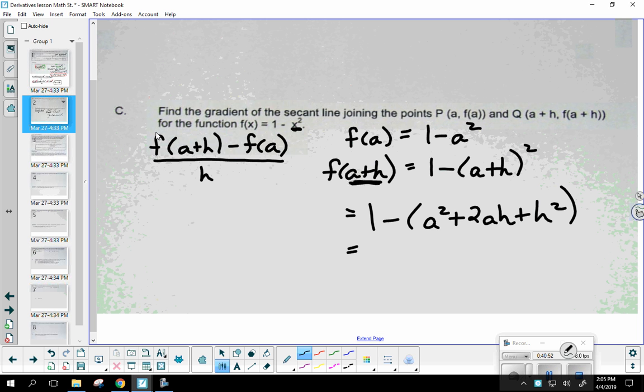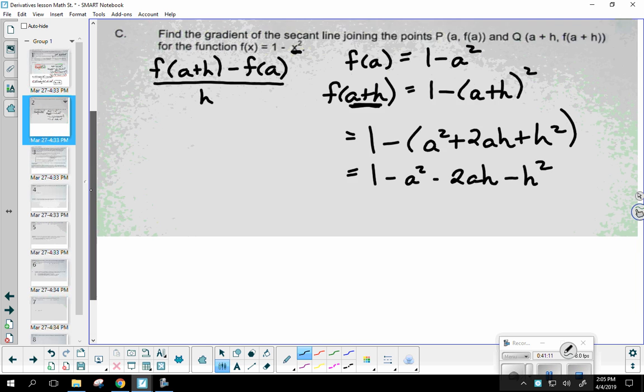Is everybody okay with what I'm doing? Okay. So this would be 1 what? Minus a squared minus 2ah minus h squared. And see, I can't go any further than that. I don't have any like terms, nothing. Okay.